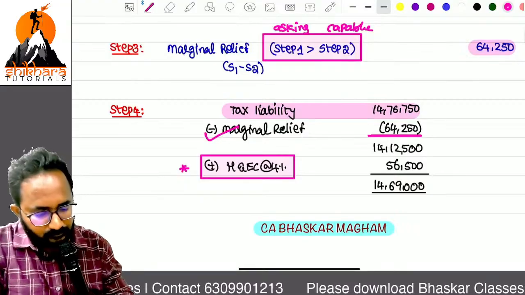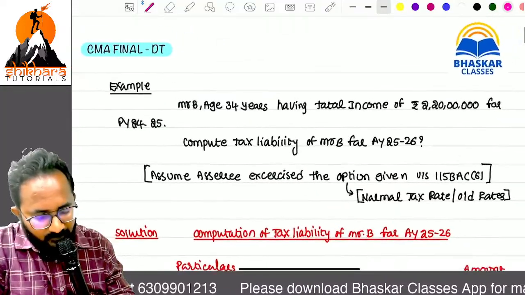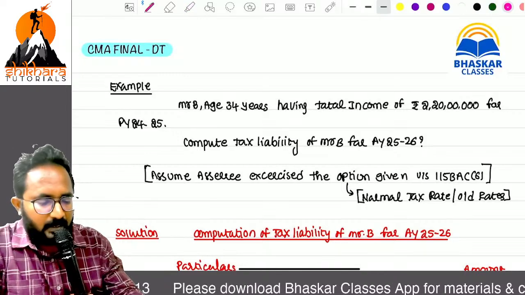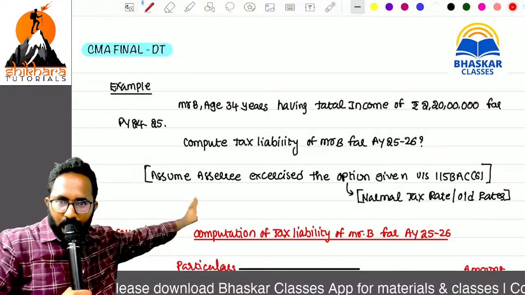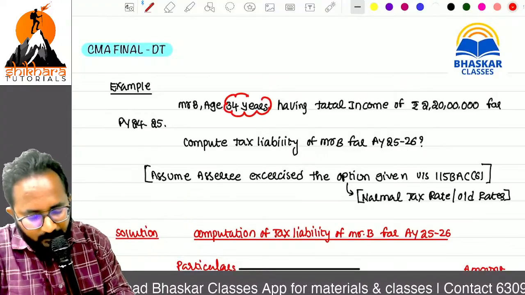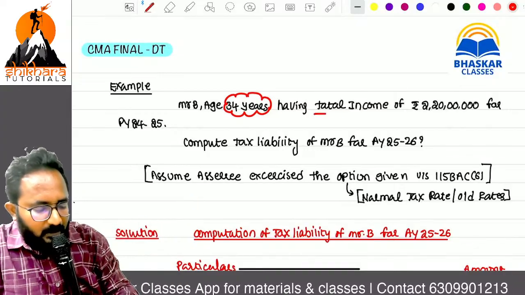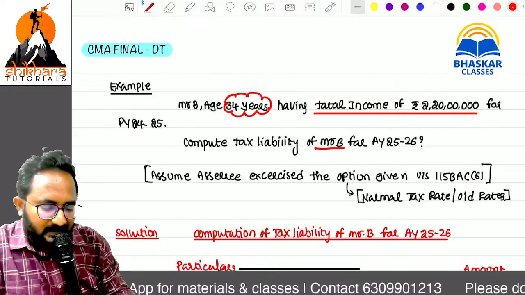Next I am giving a question, for example. Please look at it and you can try now on one paper. Total age how much? 34 years. Please look at the first screen. Total income how much? 2 crore 20 lakh. They are asking tax liability.